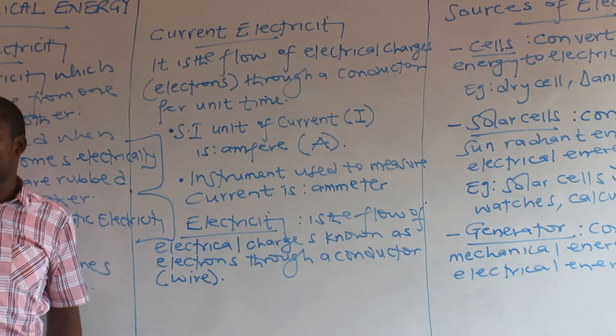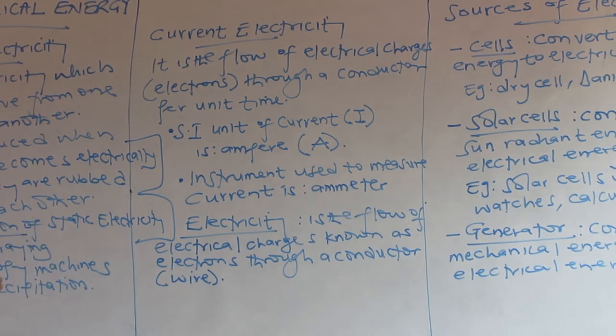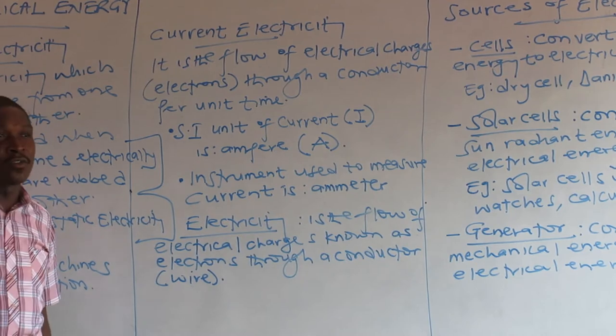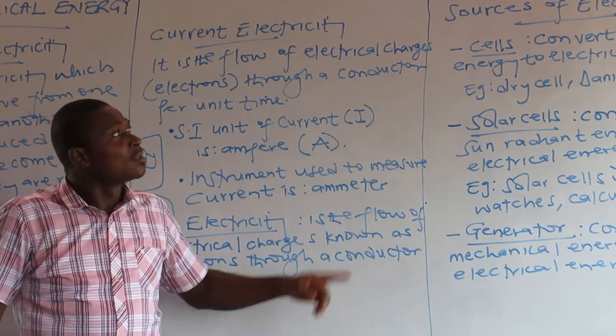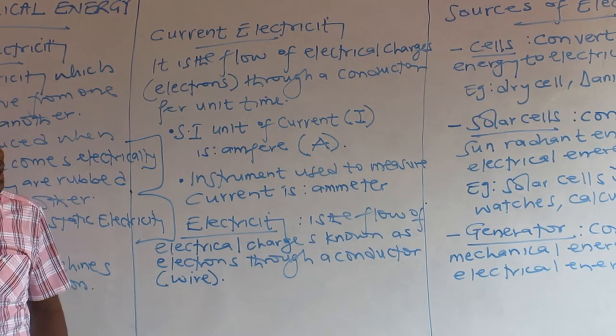A conductor. What pushes the current from one place to another is called a conductor, right? This can be a wire. Sources of electricity. Where can we get electricity? We have cells. They convert chemical energy to electrical energy, right?